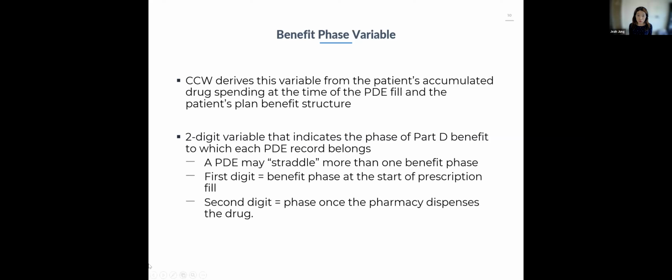This is a 2-digit variable. And why 2 digits? Why can we not identify it with a single digit?